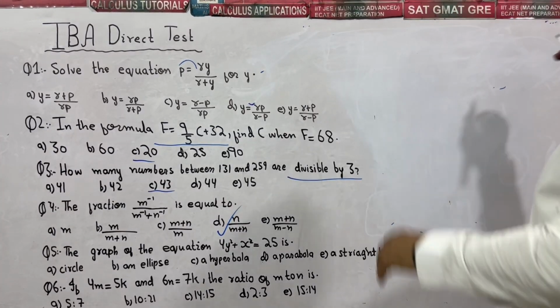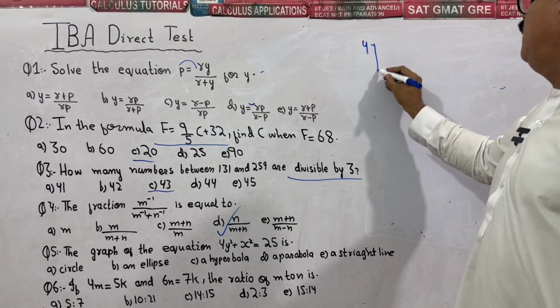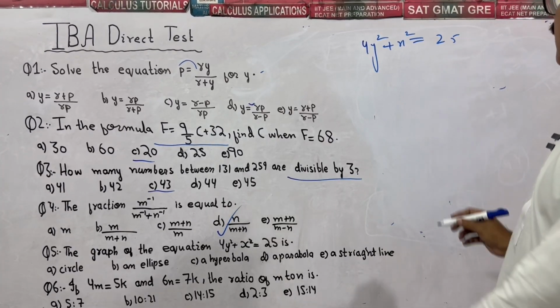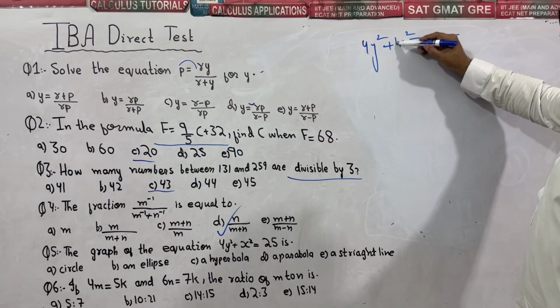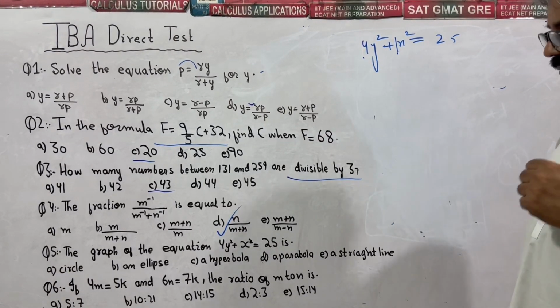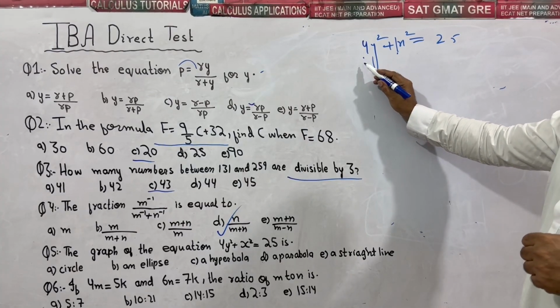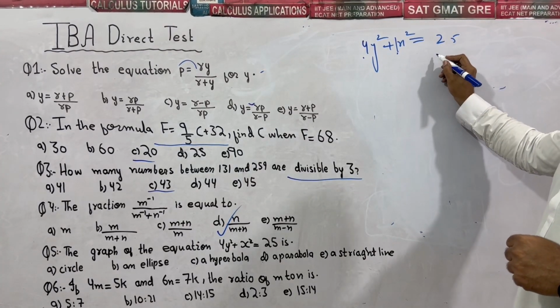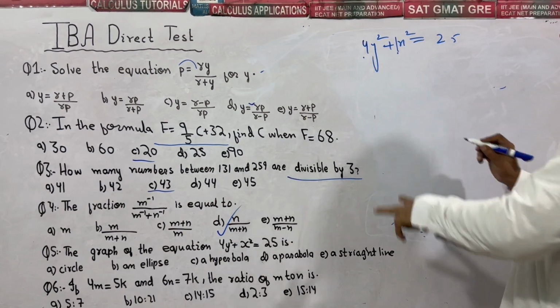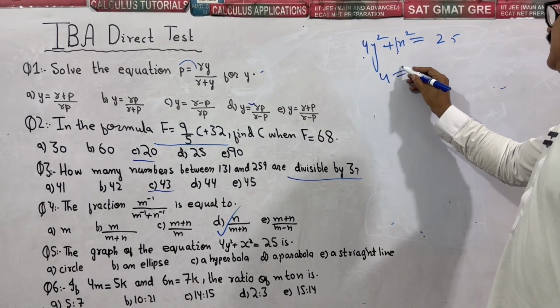Look at this. We have 4y square plus x square is equal to 25. Look, both coefficients of x square and y square are positive, and here the constant term is also positive. If the coefficients of x square and y square are positive and different, 4 does not equal 1.